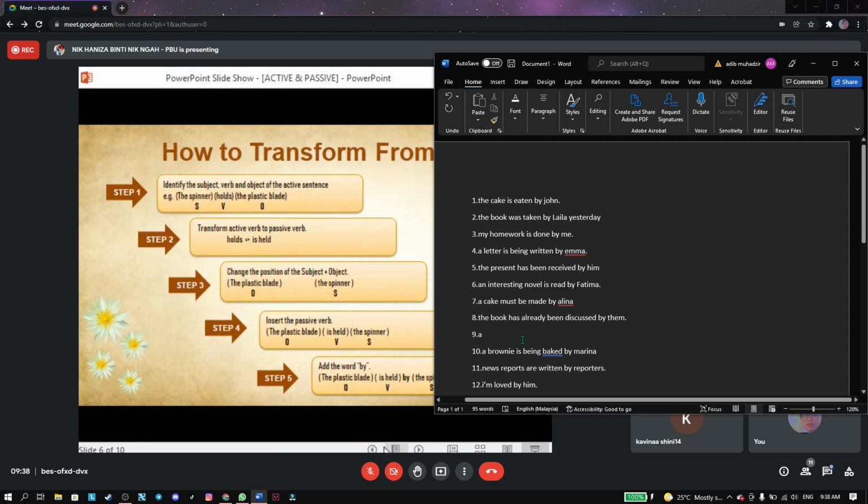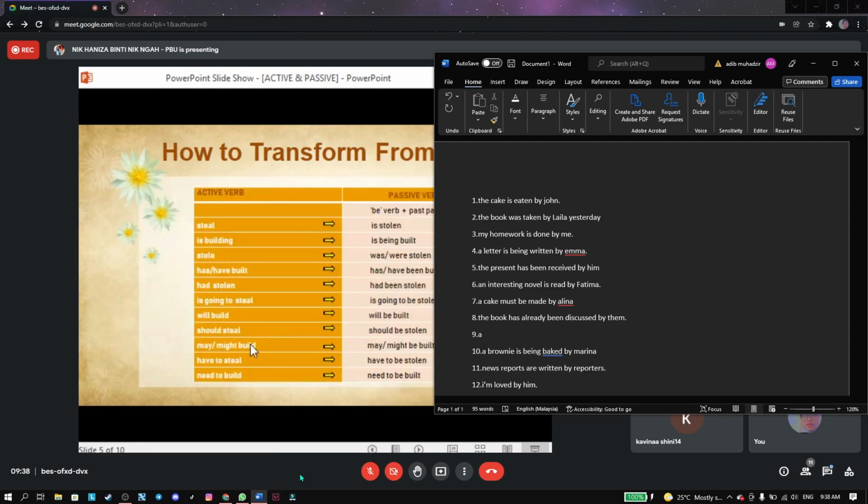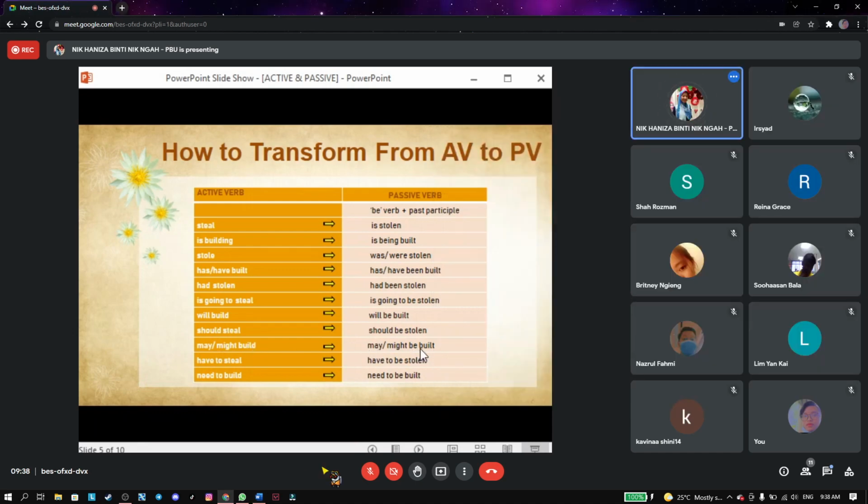Been. For must, may or might: might be built, may be built. Same with must. Need to be built. Must be built. Will be built. This is the one that I asked you to remember.